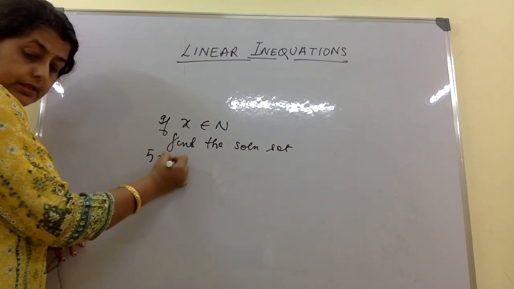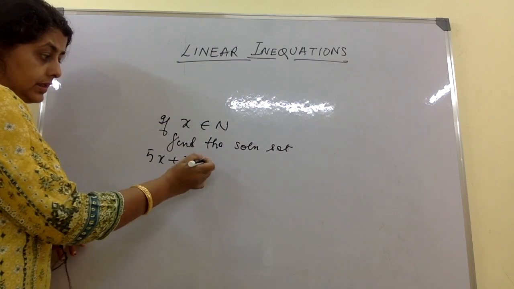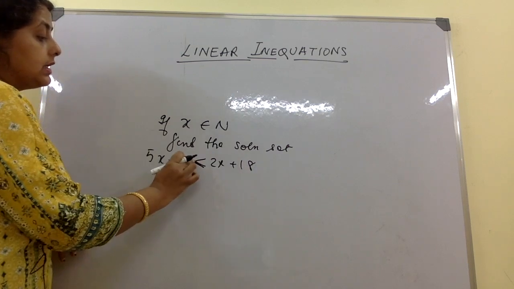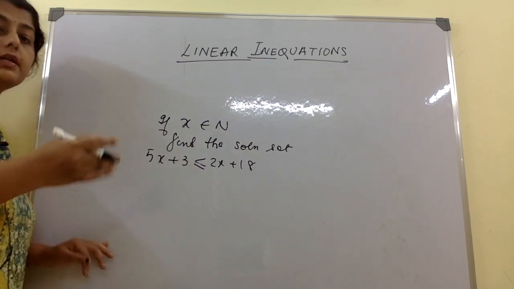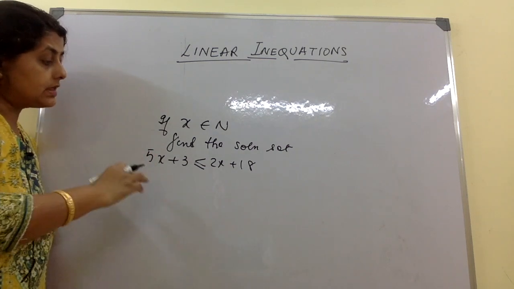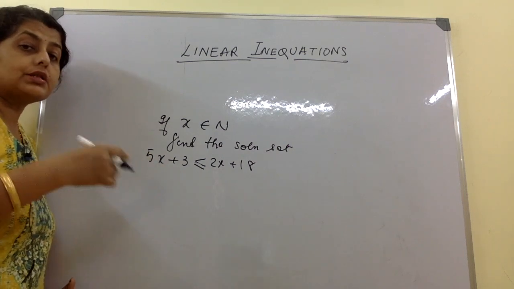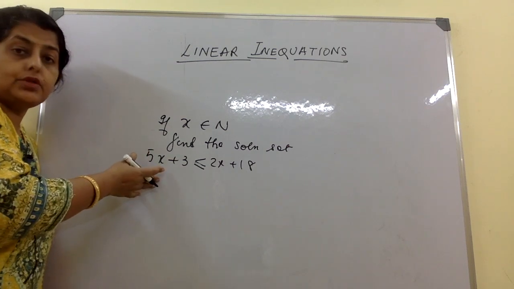5x plus 3 less than or equal to 2x plus 18. Let me make it very clear, this is less than or equal to. Okay, so here is my 5x plus 3 less than or equal to 2x plus 18, and they want us to find not a solution but a solution set.